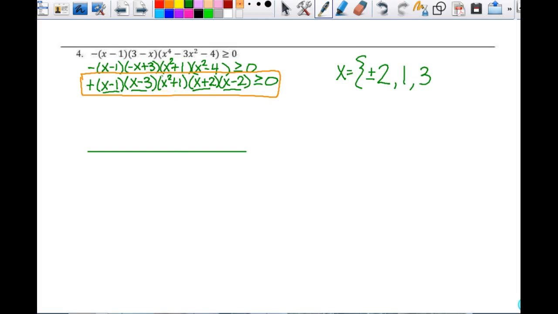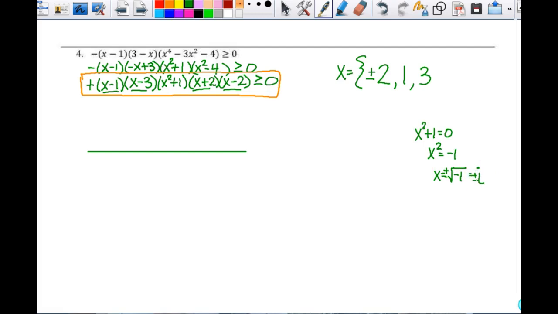Then I want to look at this right here. Well, that's actually not going to give me anything I can use, because if I do x squared plus 1 and set it equal to 0, that means that x squared equals negative 1, so x equals the square root of negative 1, right? Remember that it's an imaginary number. So it's actually plus or minus.